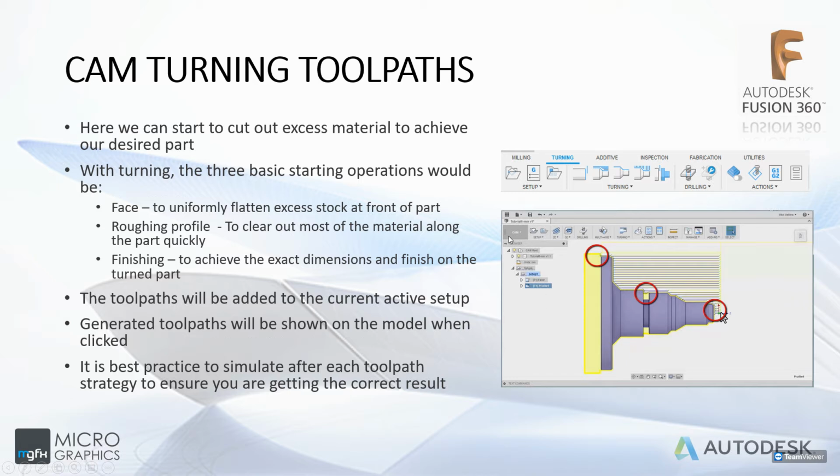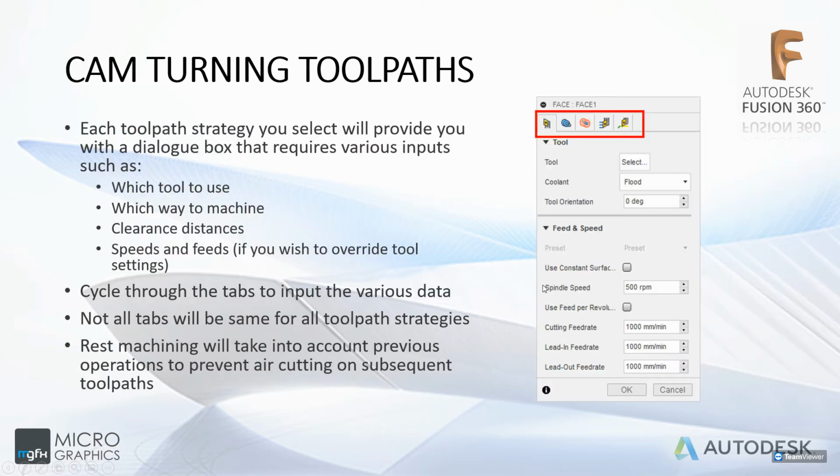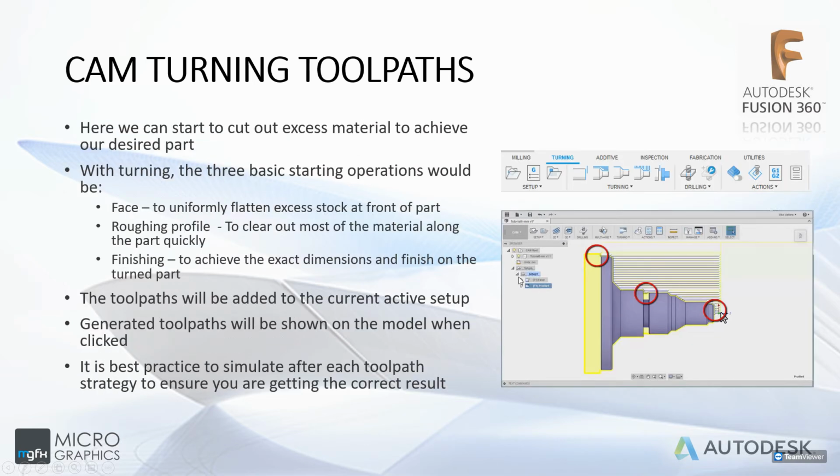Okay, the toolpaths will be added to the current active setup, meaning that when we created the setup from the previous slide, that becomes the active setup, and all toolpaths you can see on your browser tree on your left here get added to that active setup, and we can generate a Gcode for that setup.